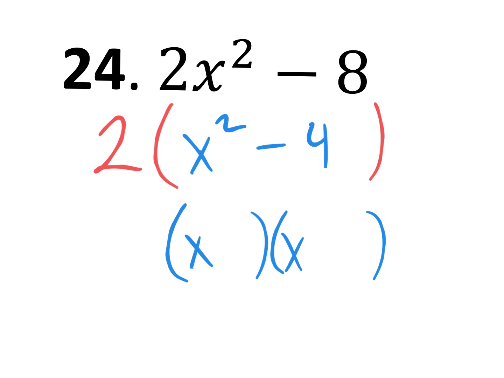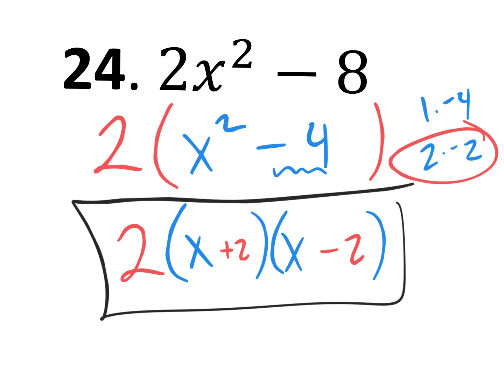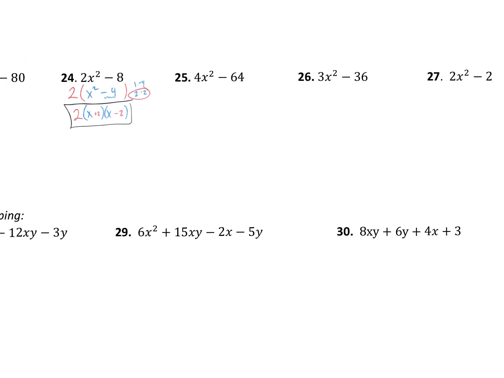And if you're totally confused, let's make a list. What times what is negative 4? Well, 1 times negative 4 or 2 times negative 2. Now, which pair of numbers, when you add them, gives you the middle value, which is nothing? Well, that would be the positive 2 and the negative 2. So you're going to put plus 2, minus 2. And don't forget about the GCF that you originally pulled out. There's your final factored form answer for number 24. Are you with me? Yes, we are. Okay. And of course, you're going to do that with 25 and 26 and 27.